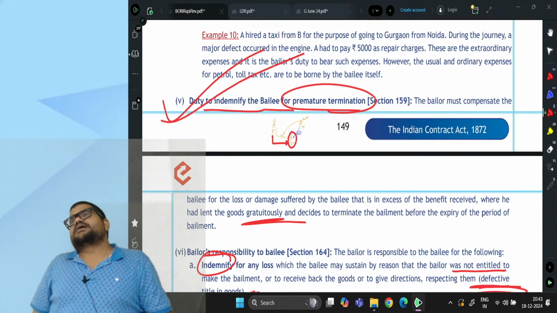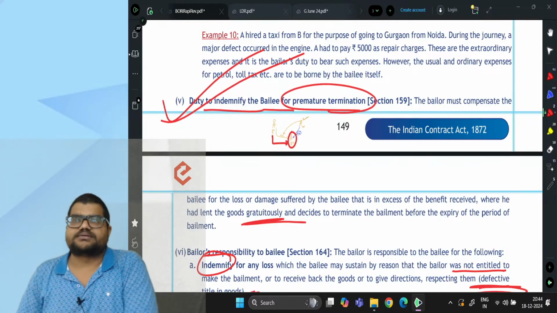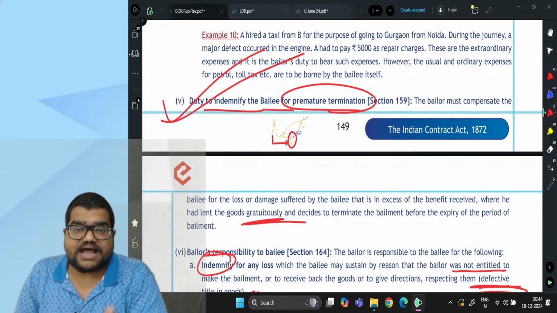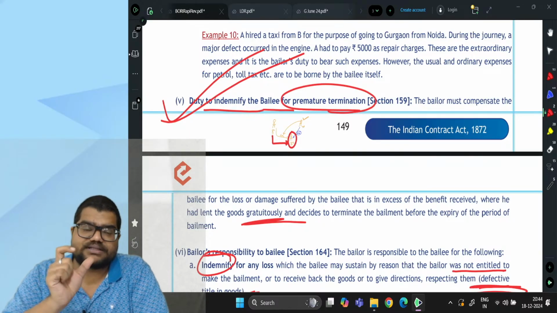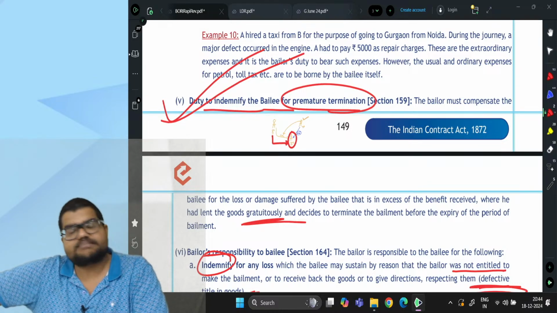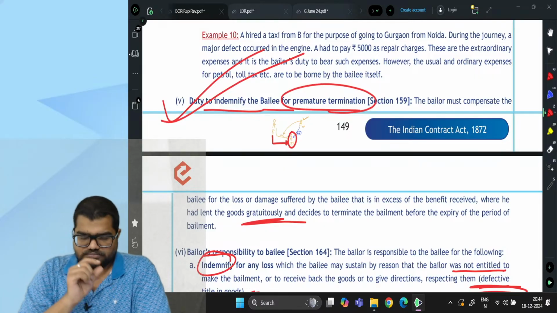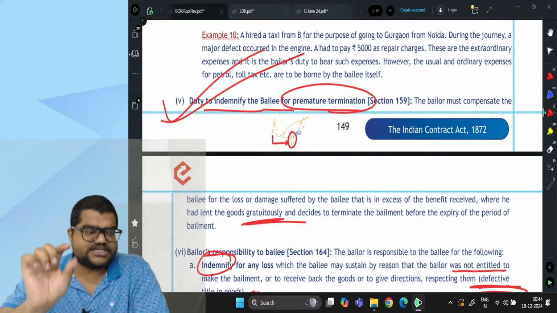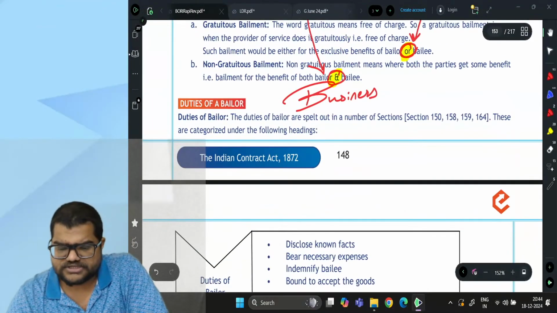So let's assume that I made a gratuitous bailment of my car to my friend. Now my friend, let's say, filled petrol from his own pocket in the car. And before he could use it, I took the car back. Because it was gratuitous bailment, I can take the car back. In that case, whatever petrol my friend had filled in the car, I will have to reimburse, because he could not enjoy the benefit of that petrol. So in case of premature termination, I as a bailor will have to indemnify the bailee for that petrol part which he could not use. Very easy point, I would say. And we're done already with duties of bailor.